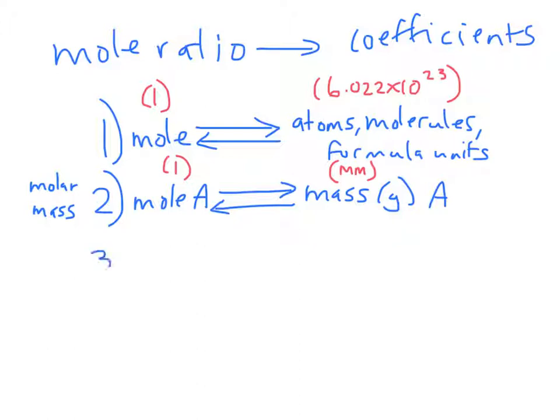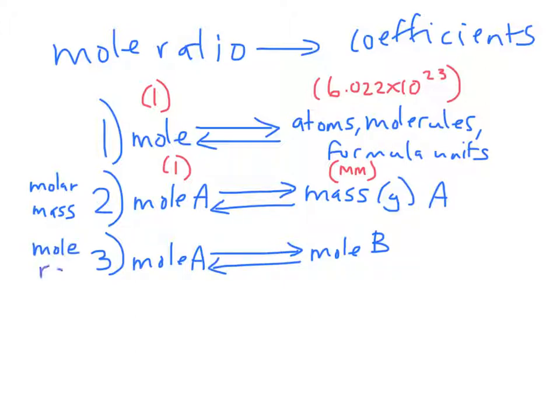And now this third one is the only one where we can actually convert from one thing to something totally different. So we can go from moles of A now to moles of something totally different, or B, and back. And this is called the mole ratio. And in the mole ratio, we're going to put the coefficient of A next to that part, and we're going to put the coefficient of B next to that part.